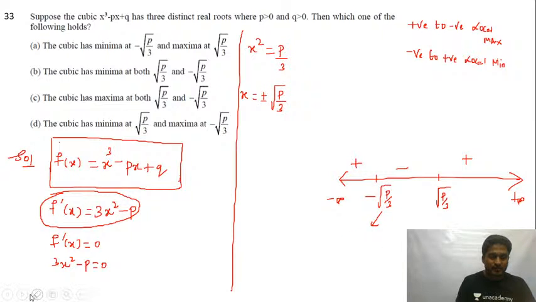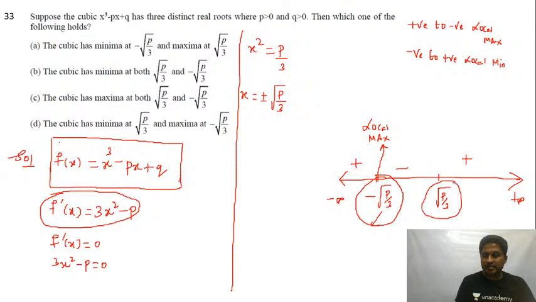Alright, now if it changes the sign from positive to negative, then this should be local maxima. If it changes the sign from negative to positive, this will be local minima. Positive to negative is local maxima, and negative to positive will be local minima.